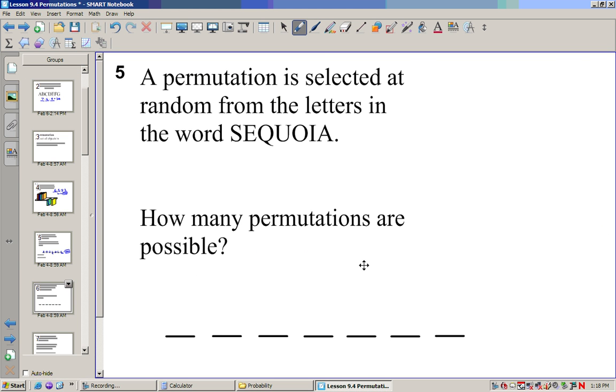Alright, now how many permutations are possible if I don't have any restrictions? Well, then I could have 7, 6, 5, 4, 3, 2, 1. Alright, now in this case, we just have to multiply these out. So 7 times 6 times 5 times 4 times 3 times 2 times 1, that's 5,040.